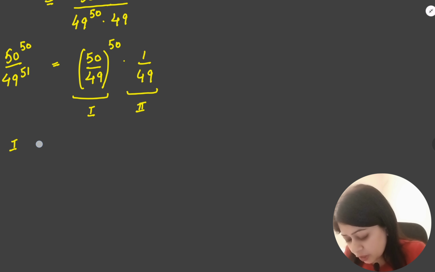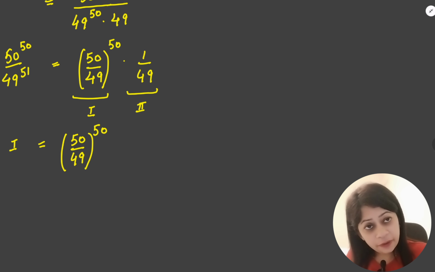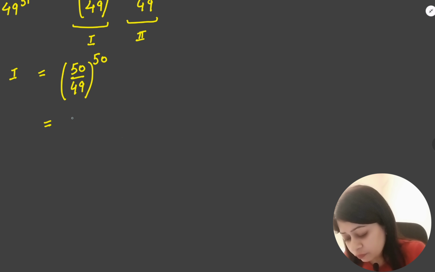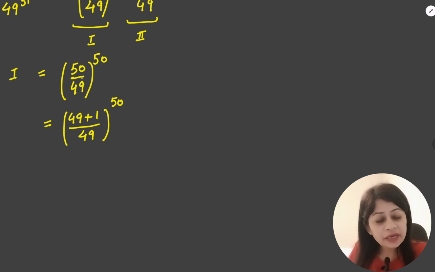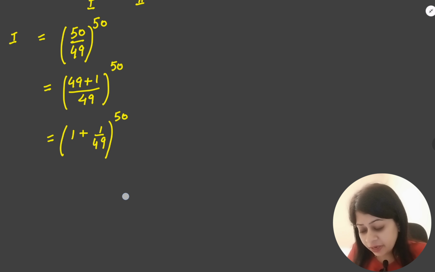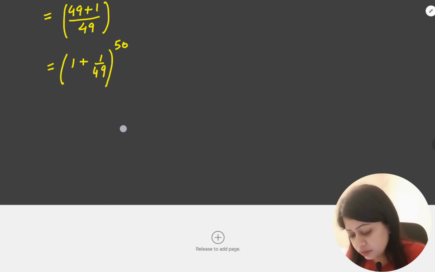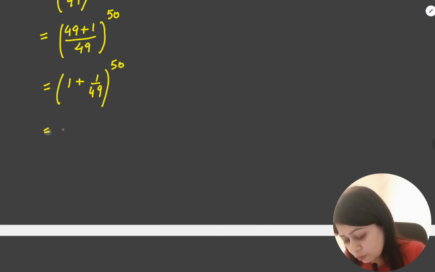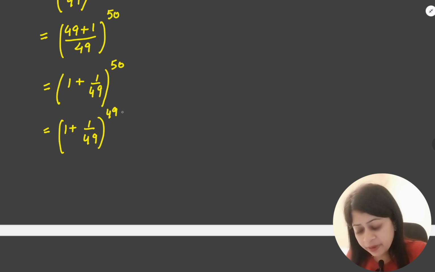What is the first term? 50 by 49 raised to power 50. Can I write it as 49 plus 1 by 49 raised to power 50? Because the numerator is 50 and 50 can be written as 49 plus 1, which can be written as 1 plus 1 by 49 raised to power 50. And this can be written as 1 plus 1 by 49 raised to power 49 plus 1.